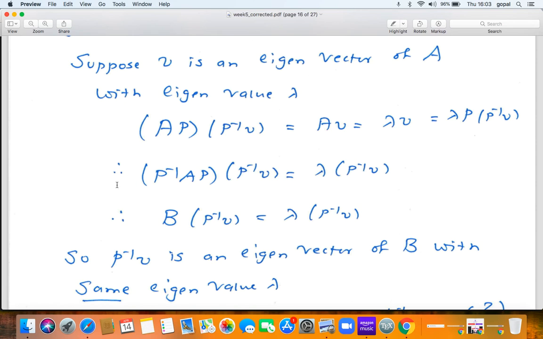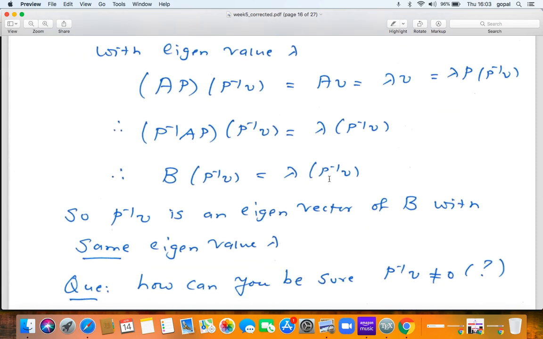So I'm getting P inverse AP applied to P inverse of V equals lambda applied to P inverse of V. But what is P inverse AP again? P inverse AP is B, remember? So B applied to P inverse of V equals lambda applied to P inverse of V. So we have proved that P inverse of V is an eigenvector of B with the same eigenvalue lambda.